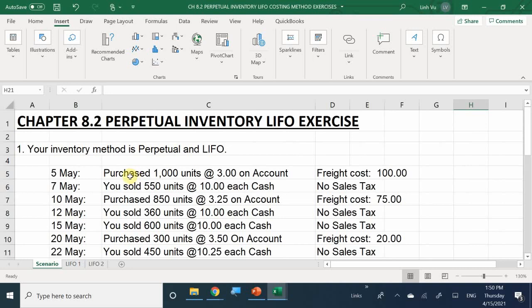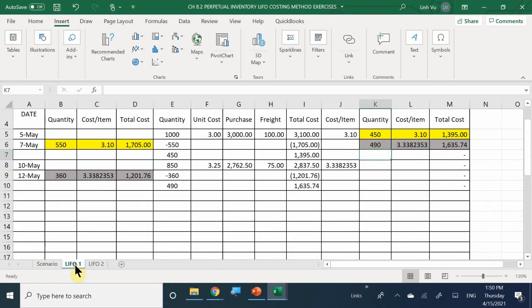So we are now on the 15th of May. I think that on May 15 you sold 600 units at $10 each. So we sold another 600 units. Okay, so let's take a look at our batches. Do we have enough for each one? We'll be tapping into both batches.